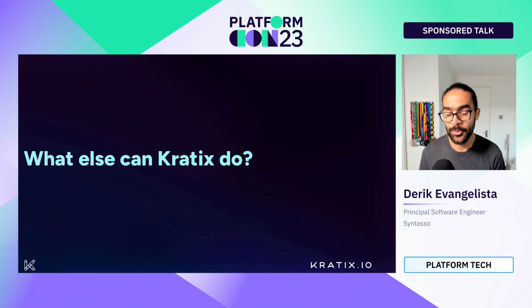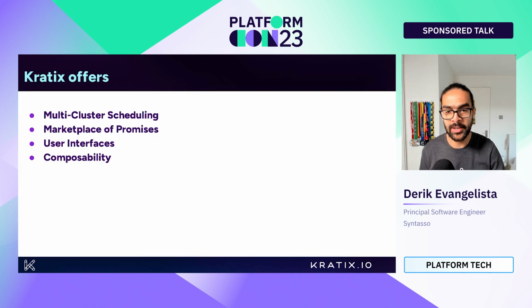All right. And with that, we have our platform. But what else can Kratix do? Kratix offers, as you could see, multi-cluster scheduling capabilities. You can decide in which cluster your workload should run and where it should go. We have the marketplace of promises, where you can browse an array of available promises and pick and choose what you want. And you can, of course, always build your own.